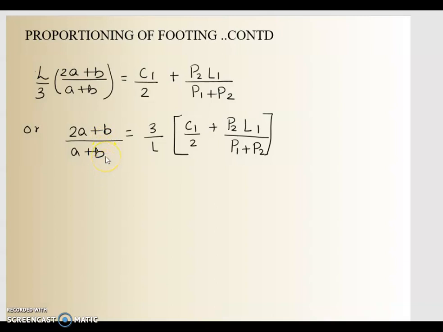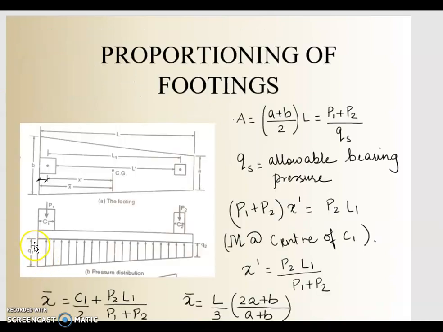Now, once you know A and B, the pressure intensities can be calculated. That is, Q1 is equal to B into QS, where QS is the allowable bearing pressure, and Q2 is equal to A into QS. Once you have the values of Q1 and Q2, you get the pressure distribution diagram. Also, you can draw the bending moment and shear force diagrams with this knowledge.